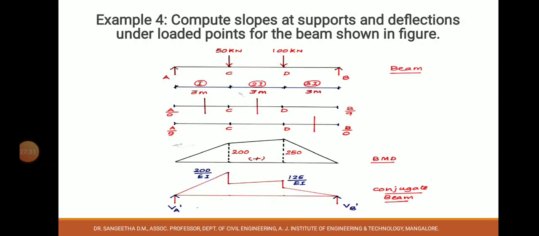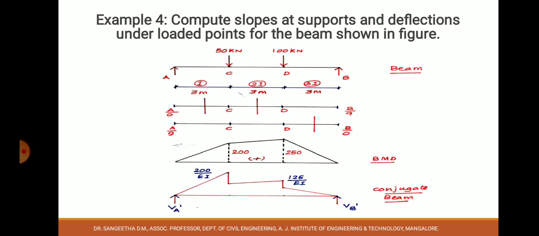On the same concept, we will proceed with one more small numerical. Compute slope at supports and deflection under loaded points for the beam shown in figure below. So here again cross section is changing for all the spans. But that doesn't make any difference, because what you are going to do is first you are going to draw the bending moment diagram, then incorporate all the EI values. So it is very simpler.